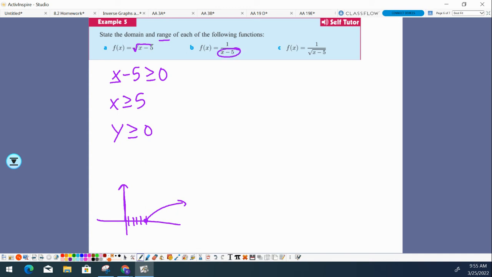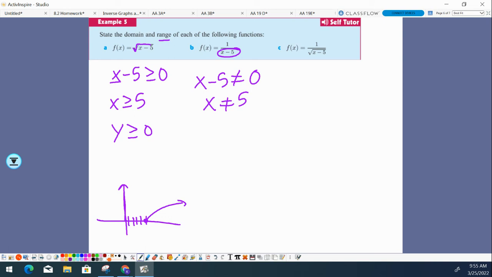With this one, I see an x in the denominator. That means that whatever is in the denominator, write the whole thing down: x minus 5 cannot equal 0. So in this case, we're just saying x cannot equal 5. And that's all we're going to do with that one.